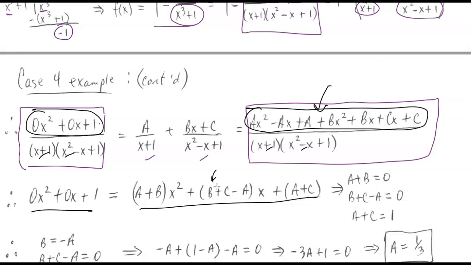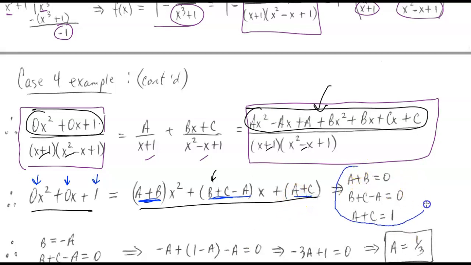to where everything in terms of x squared, everything in terms of x, and all constants were grouped together. And so from this, I know that everything that is next to x squared has to equal 0. So a plus b equals 0. We also know that 0 has to equal b plus c minus a. And we know that 1 has to equal a plus c.